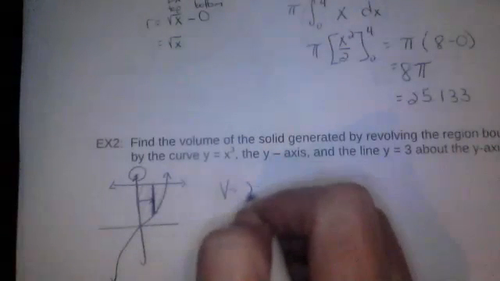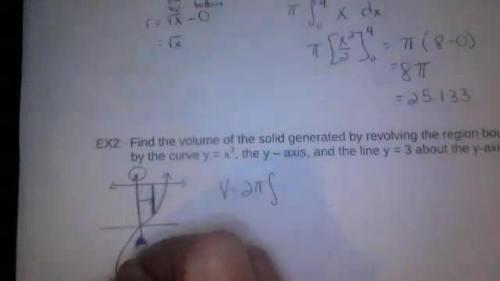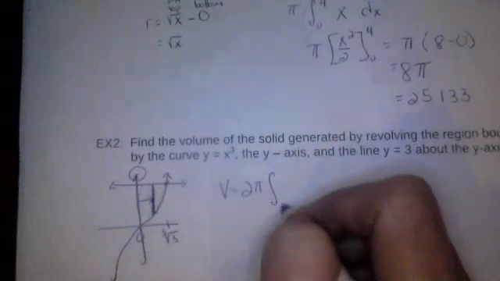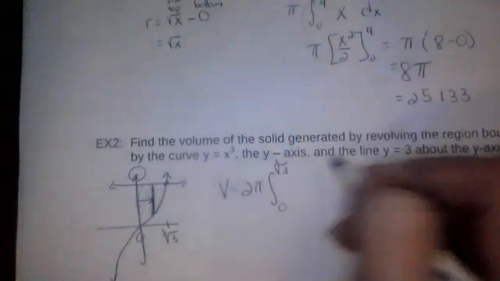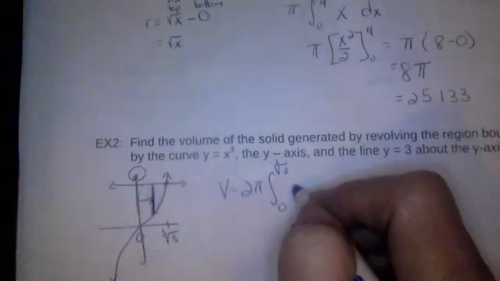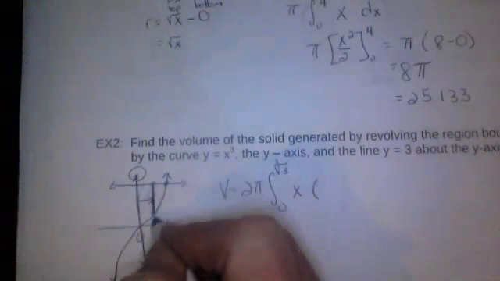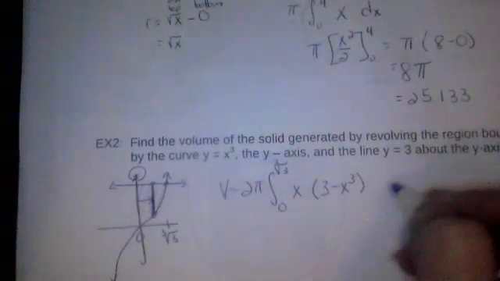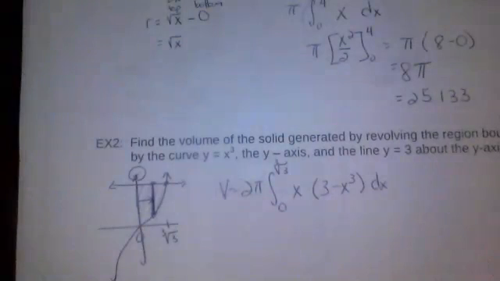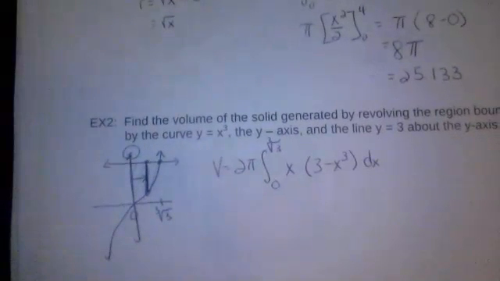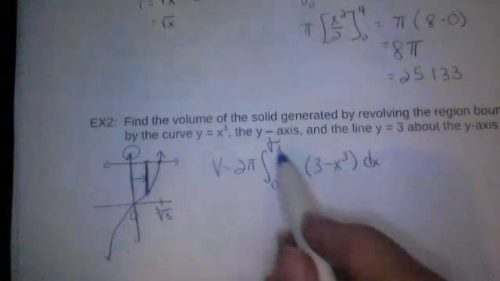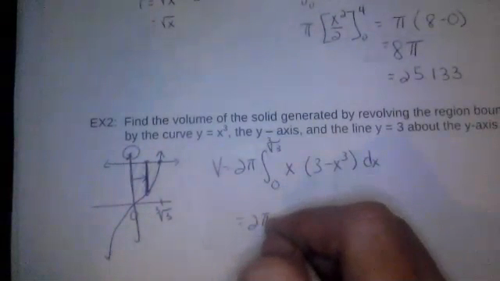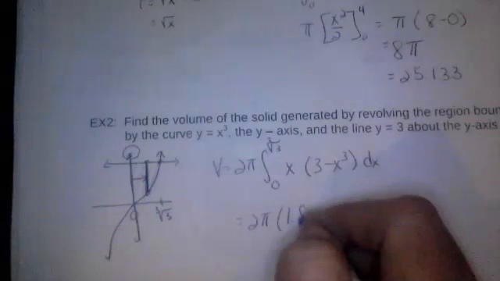So we have our volume is 2 pi times the integral from 0 to where they intersect here, cube root of 3, of x times, and then the height of this representation is 3 minus x cubed. All right. Now, if you type this part into the calculator, we're going to get 2 pi times 1.872.